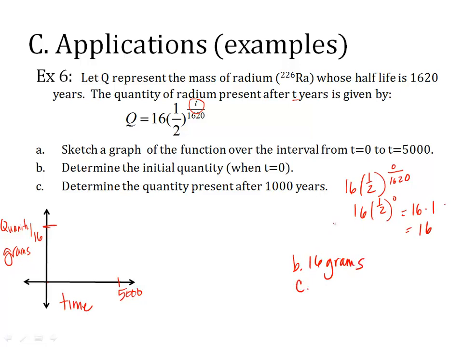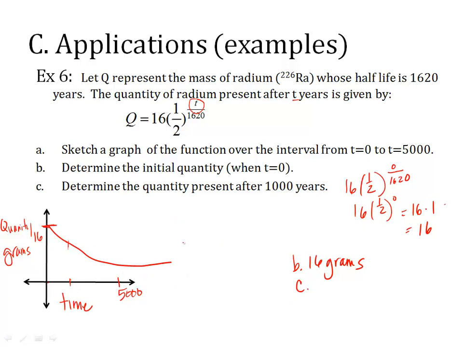C. Now to finish our graph, what's going to happen to it as time progresses? If you're not sure, take your calculator, plug this into your y equals, and you're going to see that this is exponential decay. So it's going to do this thing, okay? And what I need to do for part C is figure out what it would be at 1,000 years. What's that quantity right there? How many grams is that?